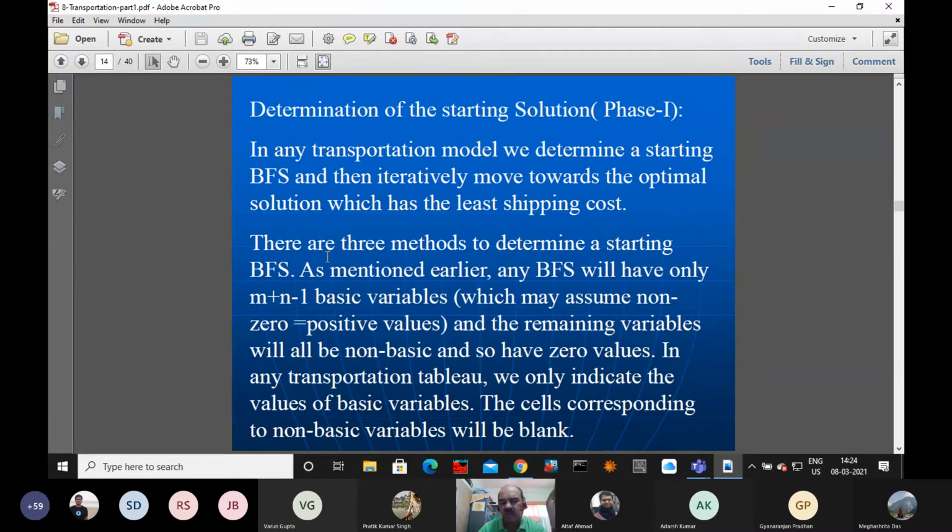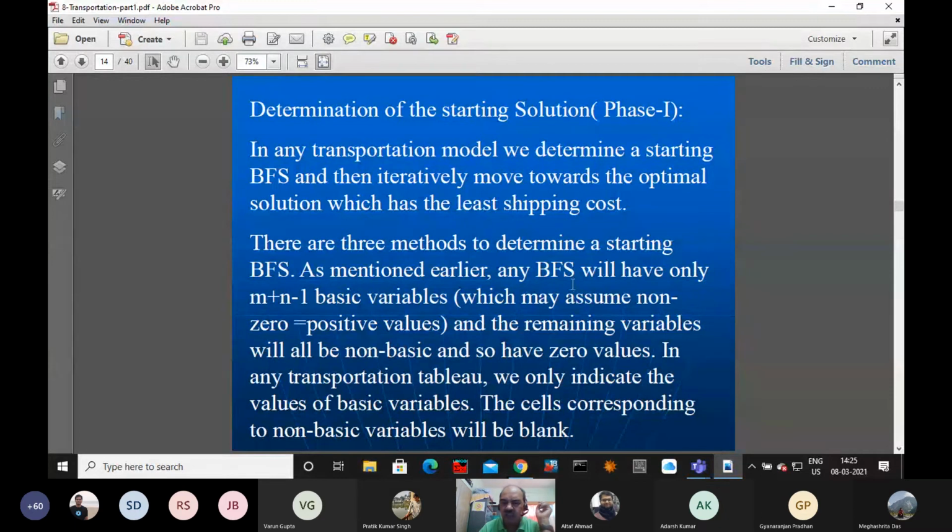The third one creates problems. What problem? We are looking for a basic feasible solution which has m plus n minus 1 basic variables, that is, non-zero variables. Most of the time Vogel's approximation method creates problems, so we avoid the third method. Okay, so there are 3 methods, as I mentioned.